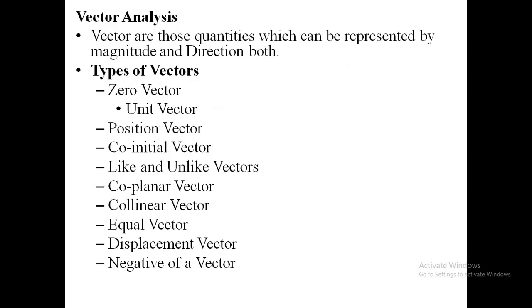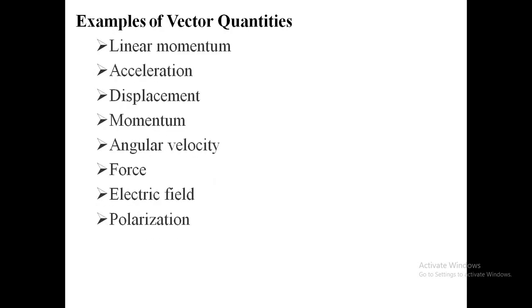Vector quantities. Vector quantities are those which can be represented by both magnitude and direction. Types of vectors include zero vector, unit vector, position vector, co-initial vector, like and unlike vectors, coplanar vector, collinear vector, equal vector, displacement vector, and negative of a vector. Examples of vector quantities are linear momentum, acceleration, displacement, momentum, angular velocity, force, electric field, as well as polarization.